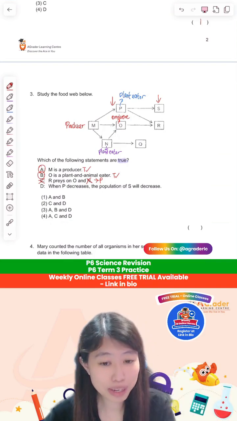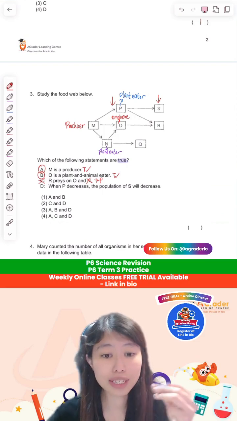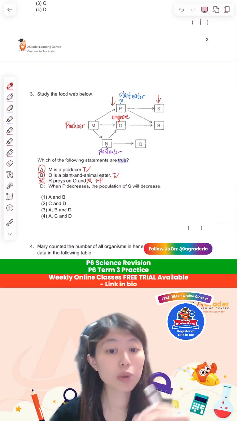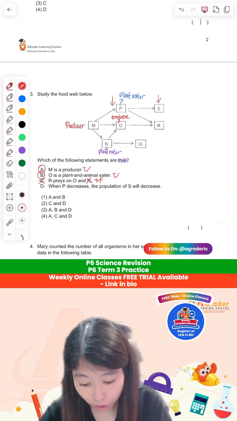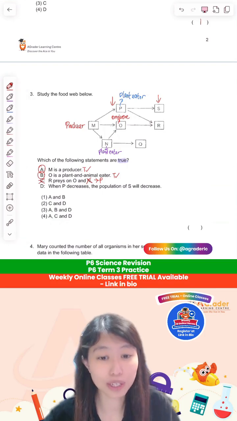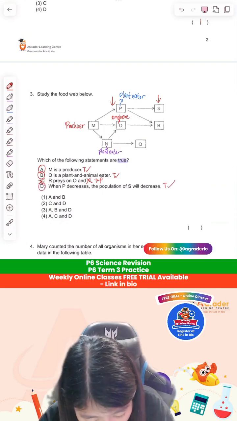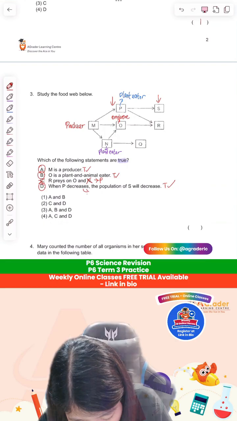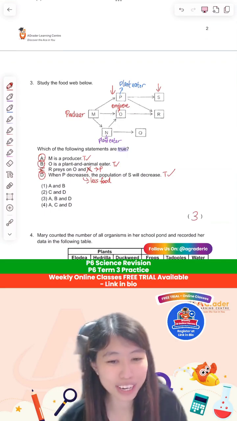So this means that in section B, they ask you to explain. P is the prey of S. So when there's a decrease in P, there'll be less food, so organism S will not survive as well, so it will decrease as well. This is true because there would be less food for S. Very good. Your answer is supposed to be number 3.